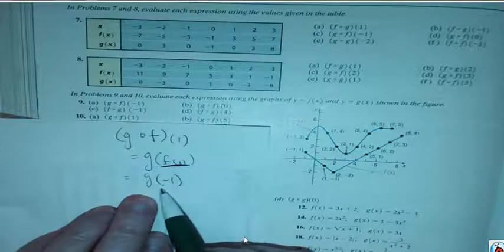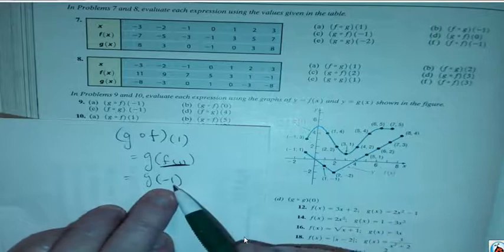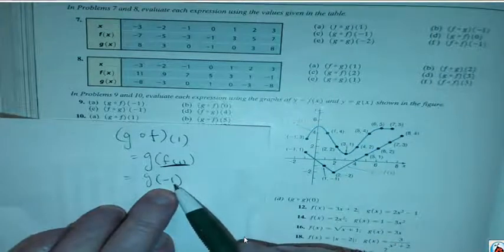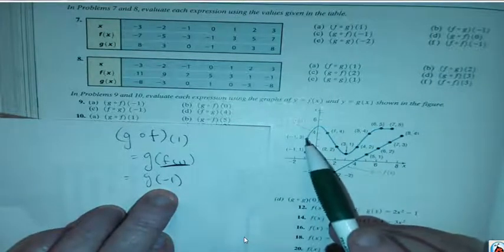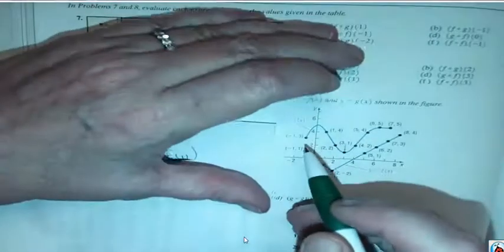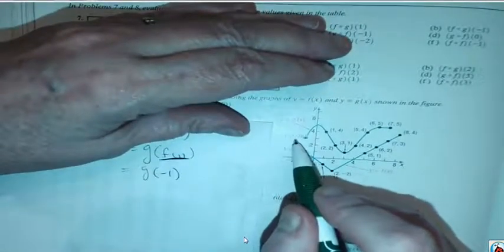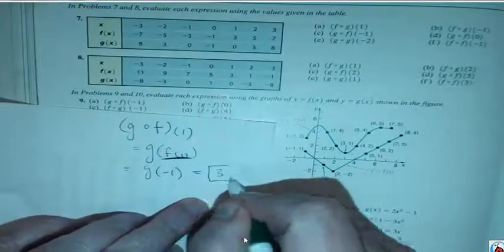Now I need to find g of -1. I look at the graph of g, and I find the point whose x-coordinate is -1 on g. There it is. What g does is map the x-coordinate into the y-coordinate. So g of -1 is equal to 3. And my answer is 3.